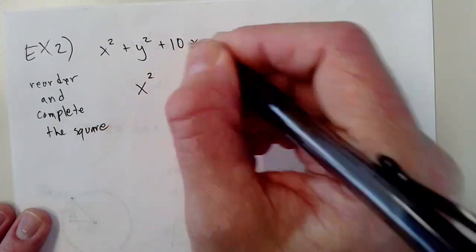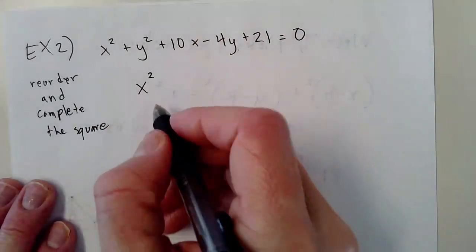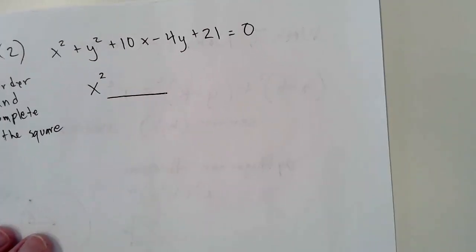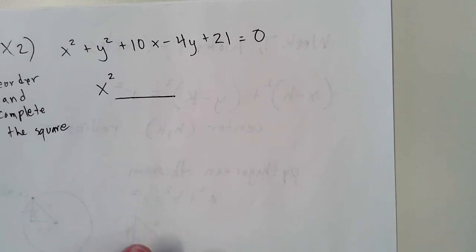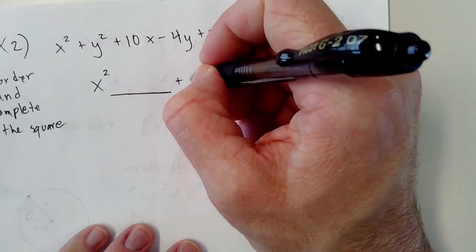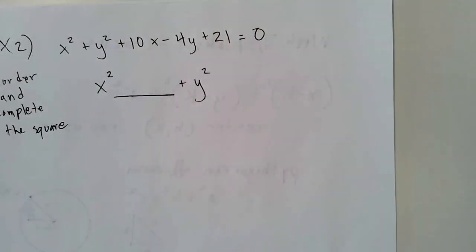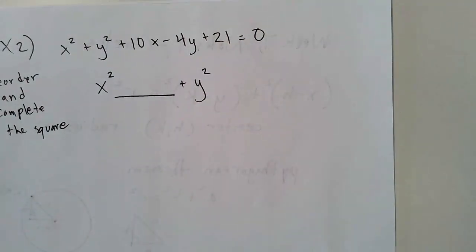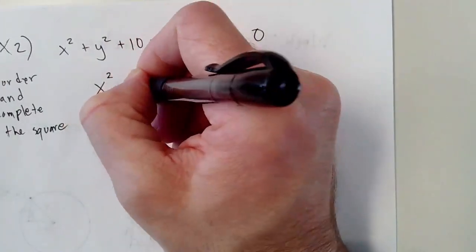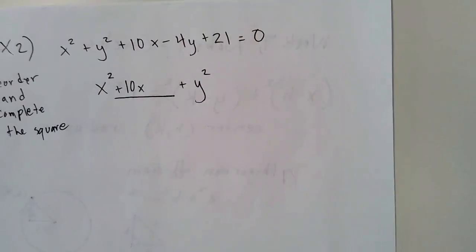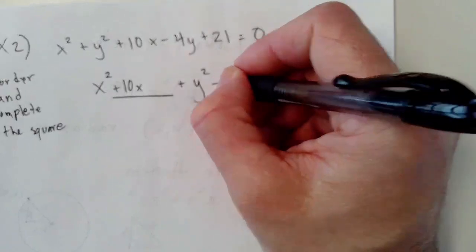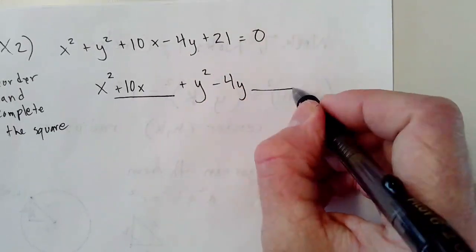Go x squared. We have our x squared term first, and then we're going to have space where we're going to put some of our other terms in there that are going to help us complete the square, and then we're going to go plus y squared. So I'm going to go plus 10x, because I'm looking at the wrong example here, but yeah. So 10x, and then plus y squared minus 4y, and then there's going to be a space here where you're going to write something.